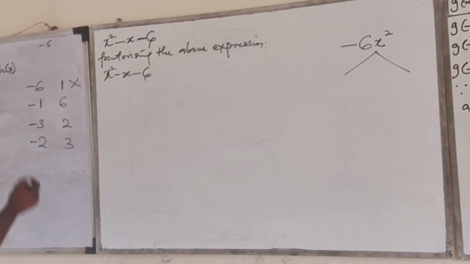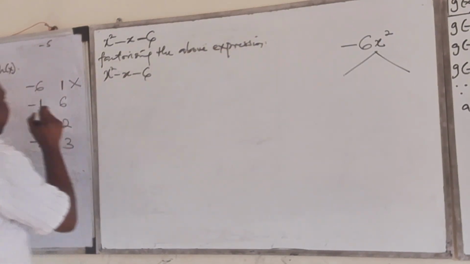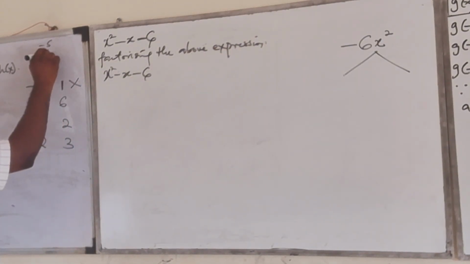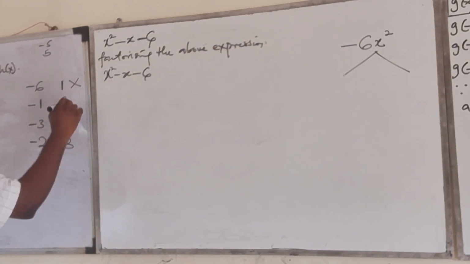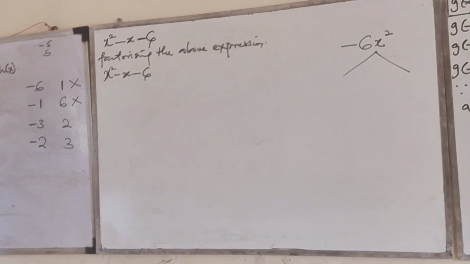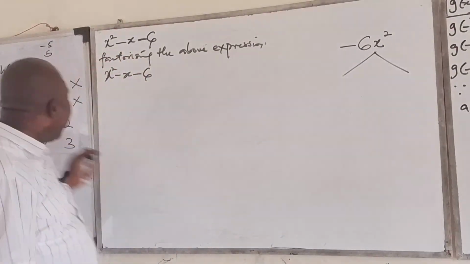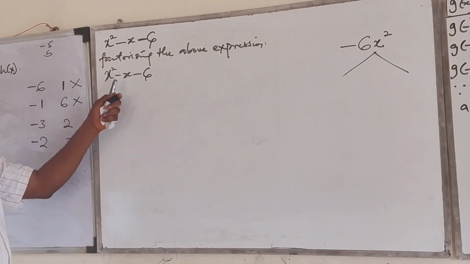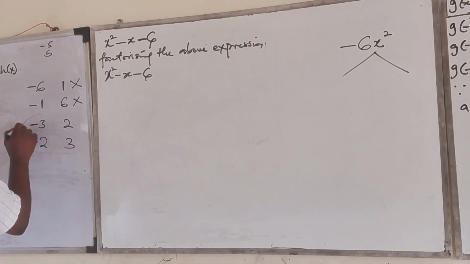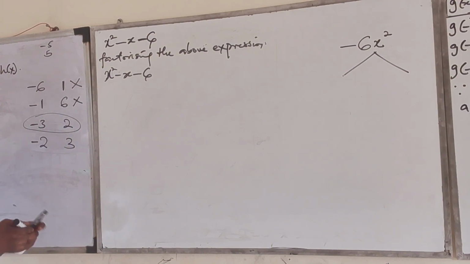So here, let's try this. Minus 1 times 6 is minus 6. Minus 1 plus 6 is 5. So since it's not minus 1, these are not the factors. Now, let's look at this now. Minus 3 times 2 is minus 6. Minus 3 plus 2 is minus 1. So it means these are the factors we are going to be using.